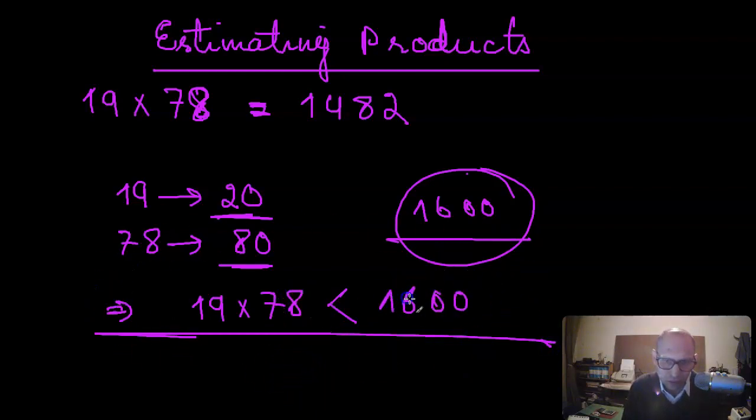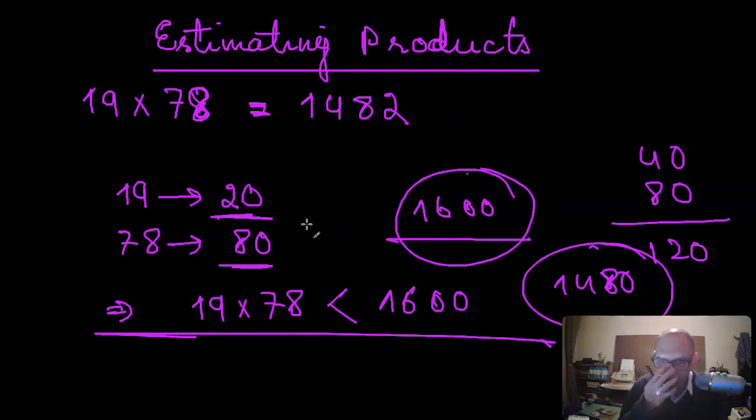So that's in and of itself some sort of calculation. Moreover, based on what I have done, I know that if I multiply 19 and 78, it's going to be less than 1600, and it's going to be very close to 1600, because you see the numbers over here, 19 is very close to 20, 78 is very close to 80. So 80 minus 78 is 2, so that's twice 20, which is 40, I have to subtract from this.